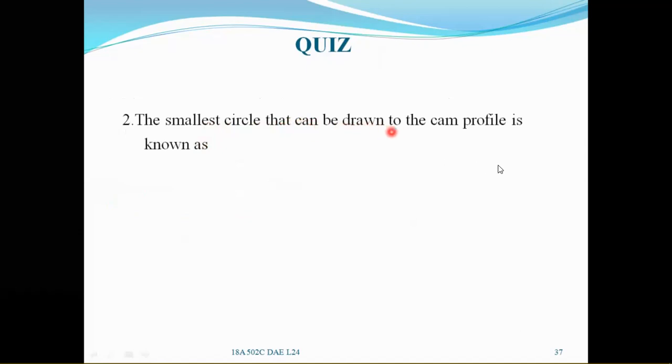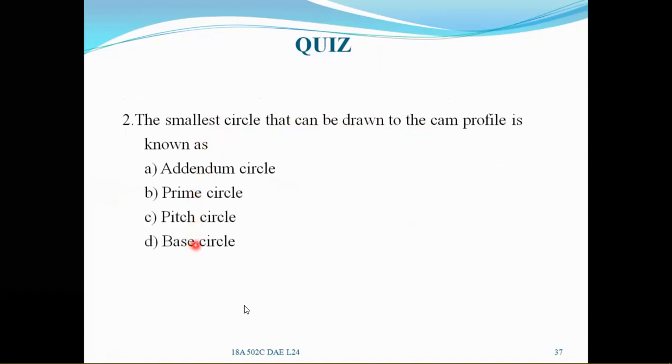The smallest circle that can be drawn to the cam profile is known as addendum circle, prime circle, pitch circle, or base circle. So base circle will be the right answer. In case of knife edge follower and flat follower, the base circle itself is nothing but the prime circle. Whereas in case of roller follower, the base circle is the smaller circle and the next smaller circle is the prime circle. Right? So in this quiz question, D will be the right answer.